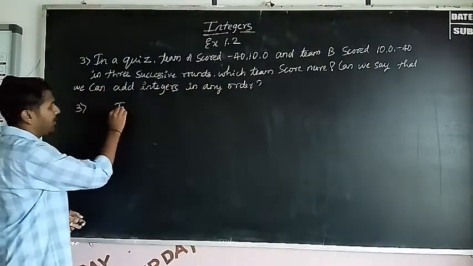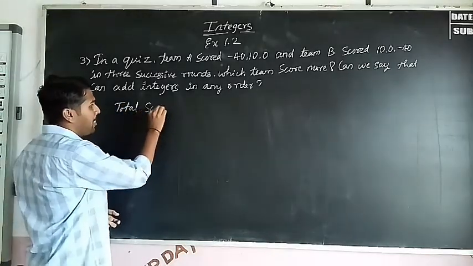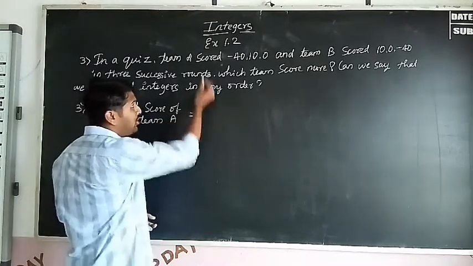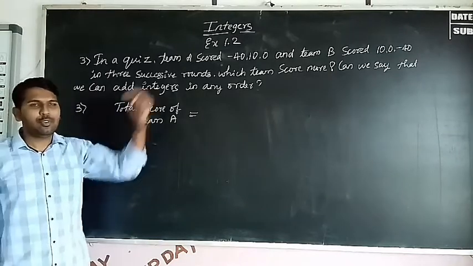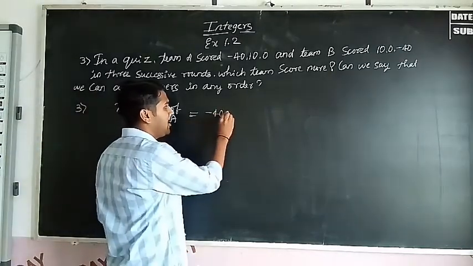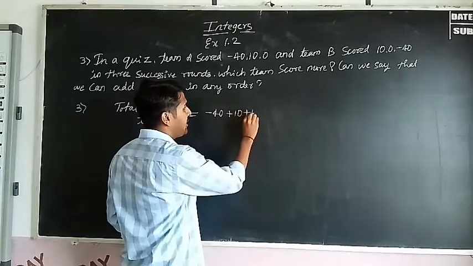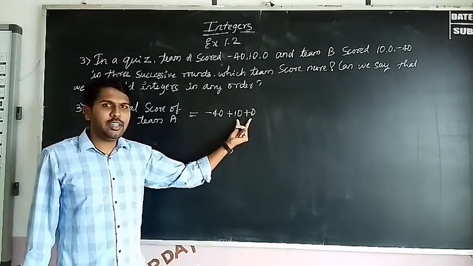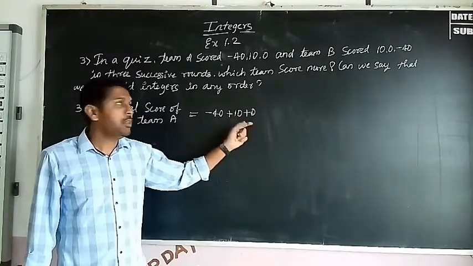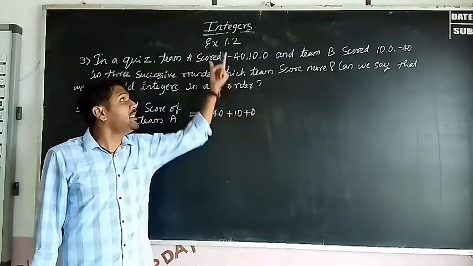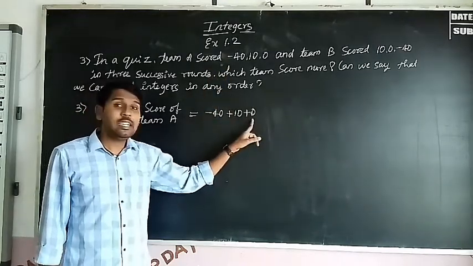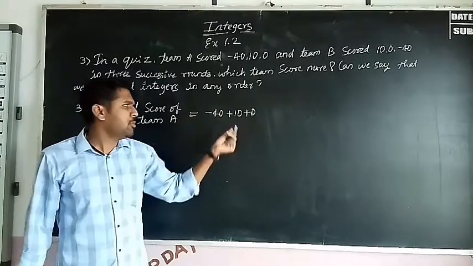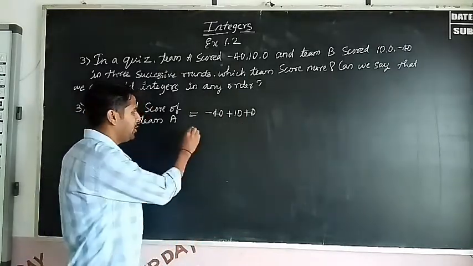Third one, total score of team A equals, total means you have to add the scores first. So minus 40 plus 10 plus 0. Here 10 plus 0, this is the additive identity. 0 is the additive identity. Why? When we add 0 to any integer, we get the same integer. That's why we call 0 the additive identity for integers. Not only for integers, it's possible for whole numbers also.